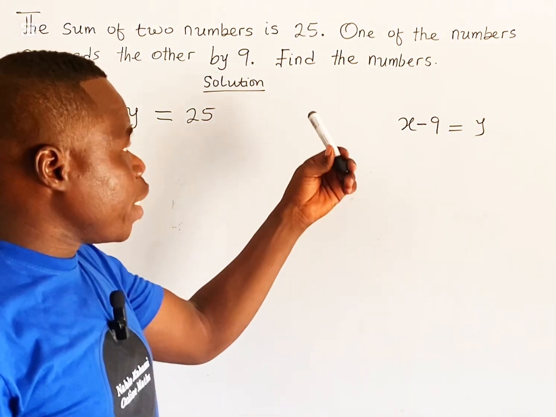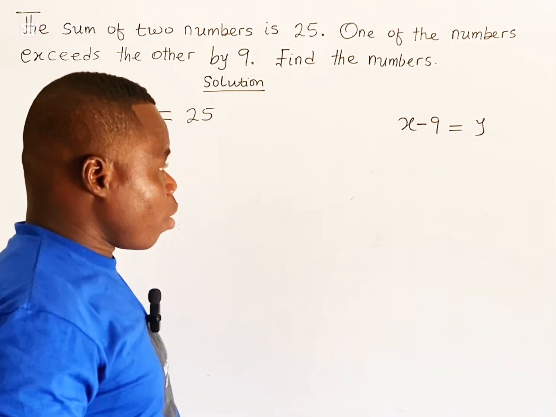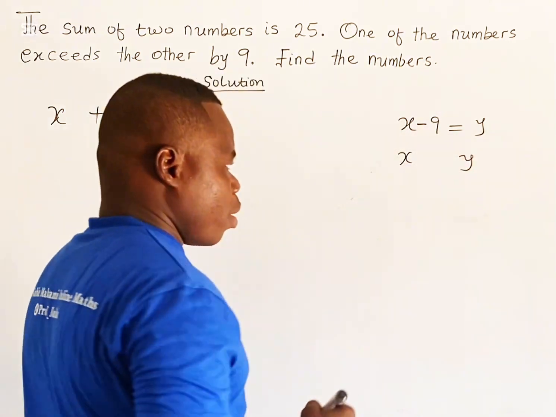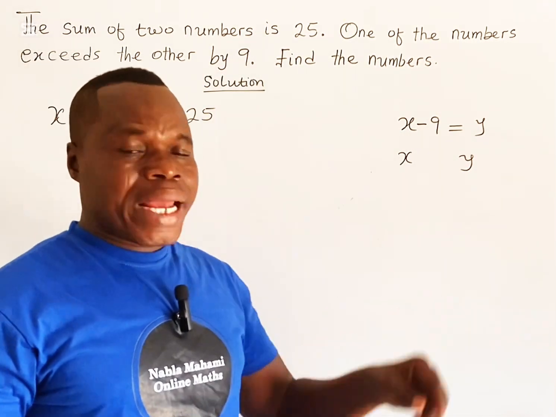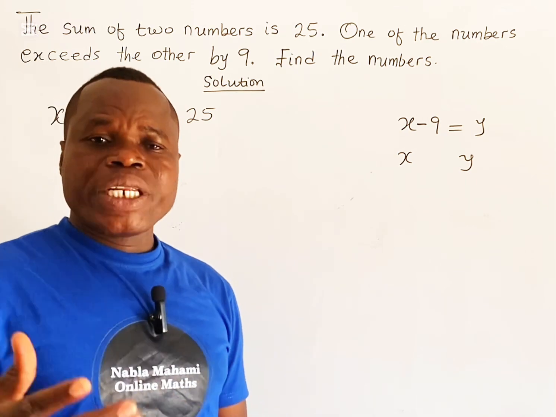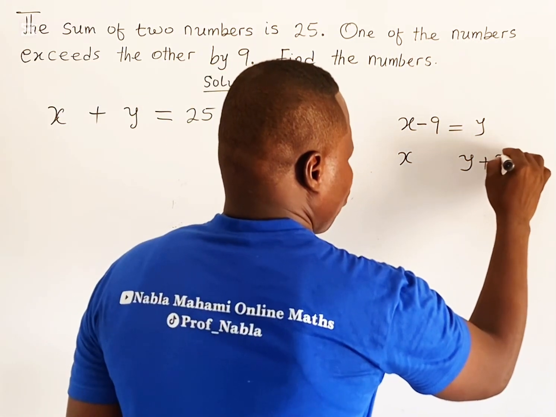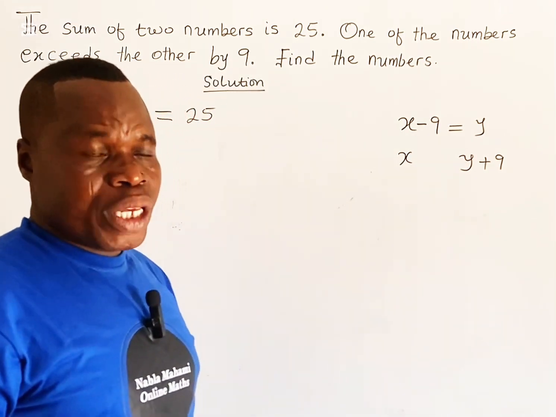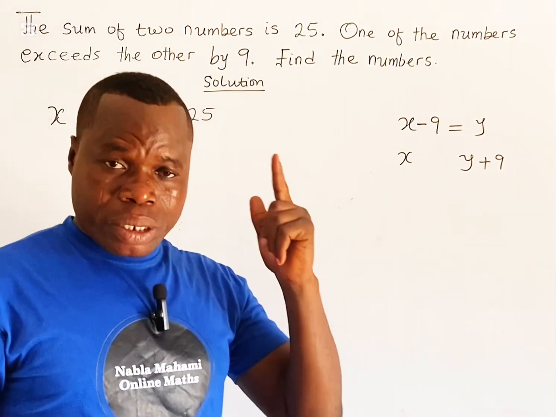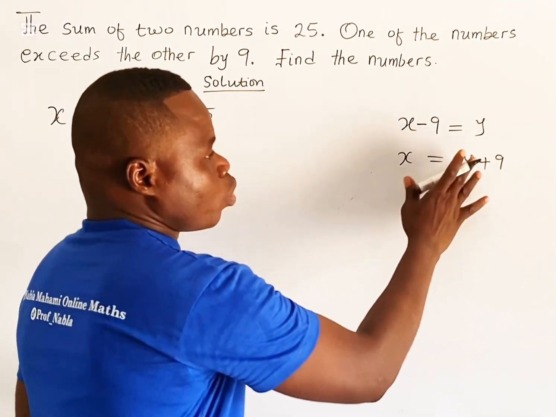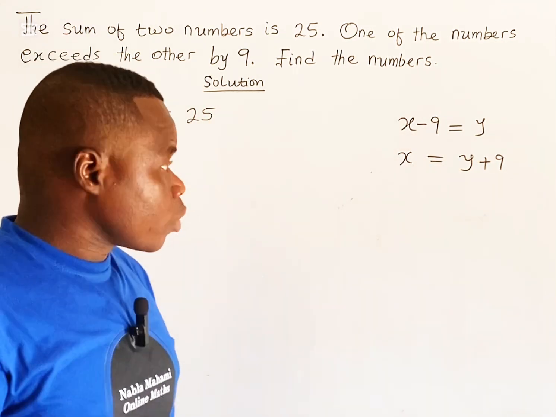Another way you can interpret this sentence is, if I have x and x exceeds y by 9, for them to be equal, I have to add 9 to y so that they can be equal since x is greater than y by 9. So that one too, the equation will look like this.